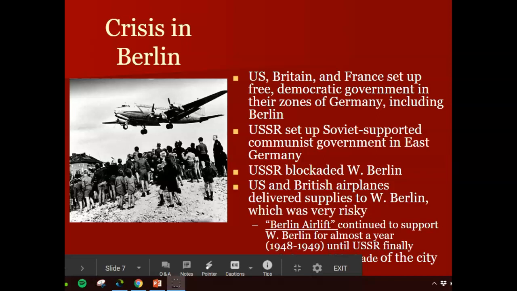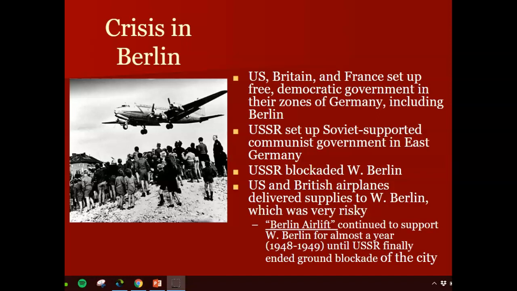There was a crisis in Berlin around 1948, 49. What happened was this: the United States, Britain, and France decided to go against some agreements that had been made earlier and combine their three parts of Germany together and create a West Germany with West German money. And the Soviet Union really didn't like that, and so they set up their own East Germany, which was a communist government leadership.